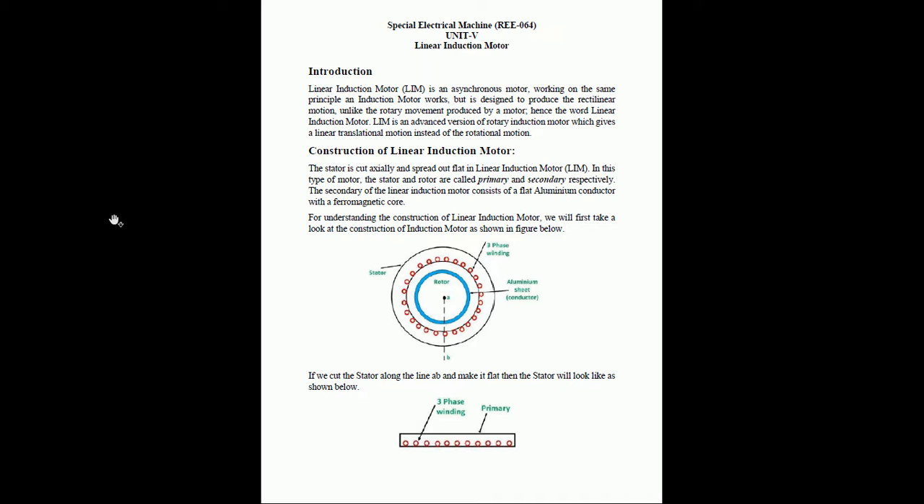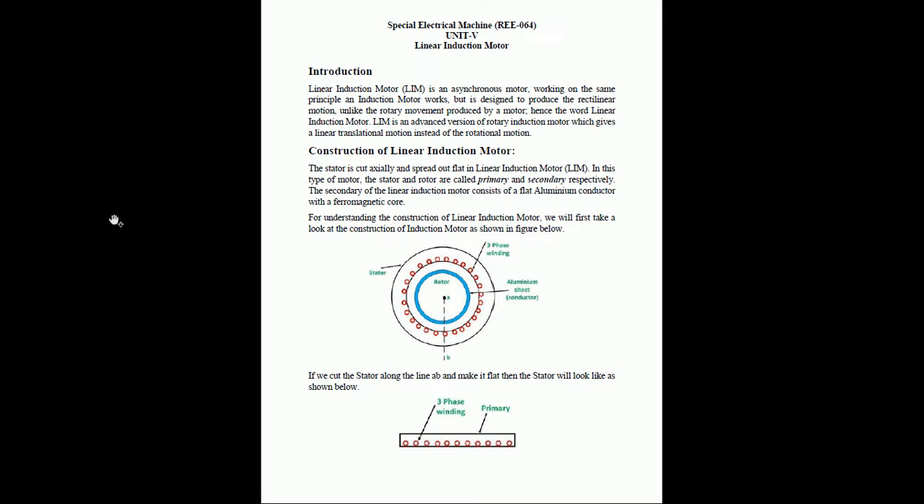Construction of linear induction motor. The stator is cut axially and spread out flat in a linear induction motor. In this type of motor, the stator and rotor are called primary and secondary respectively. The secondary of the linear induction motor consists of a flat aluminum conductor with a ferromagnetic core.